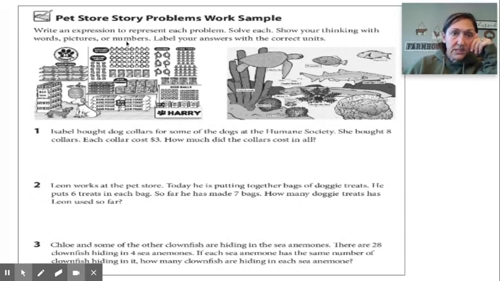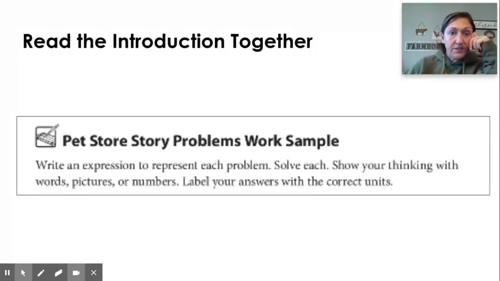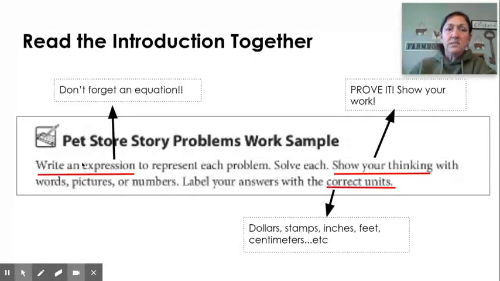Okay, so remember this sheet that we did. I want you to try to solve this problem. And the directions are to write an expression to represent each problem. Solve each. Show your thinking with words, pictures, or numbers, and label your answers with the correct units. Let's break that all down. Write an expression. That means to use an equation. What times what equals and the answer. Or what plus what equals and the answer.